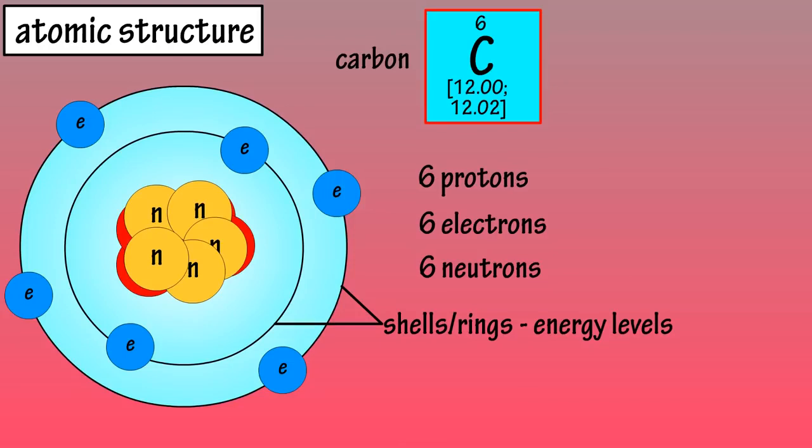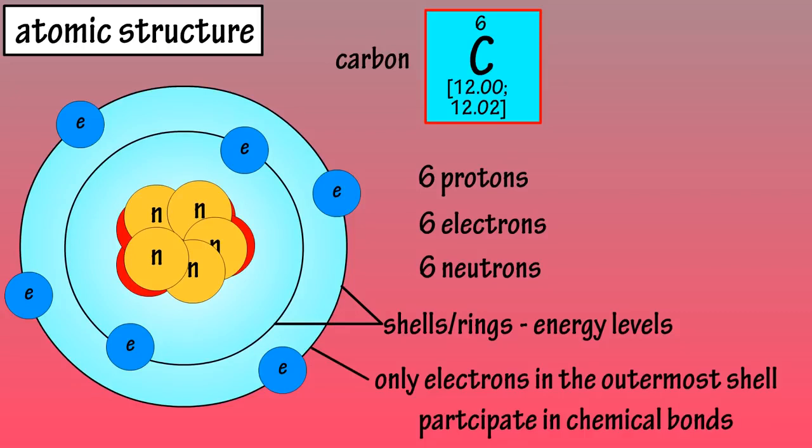Each shell represents a different energy level, and it can only hold a certain maximum number of electrons. In chemical reactions between atoms, only the electrons in the outermost shell participate in the resulting chemical bond. In atoms with only one energy level or shell, 2 electrons are required for stability.